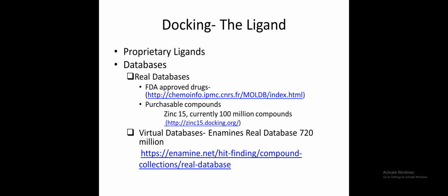Enamine has recently created something called the REAL database, which has 720 million compounds currently present in it. By virtual databases, I mean that these compounds are generally created by combinatorial methods. One of the problems with virtual databases can be that even though they may have a variety of very interesting compounds in them, can these compounds actually be synthesized? There are ways to sort of push it in that direction.